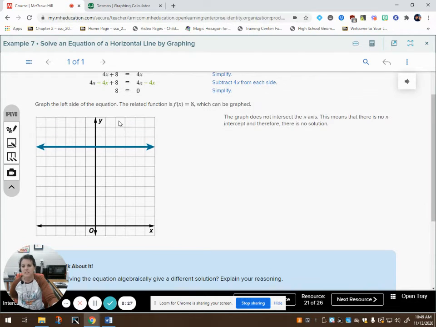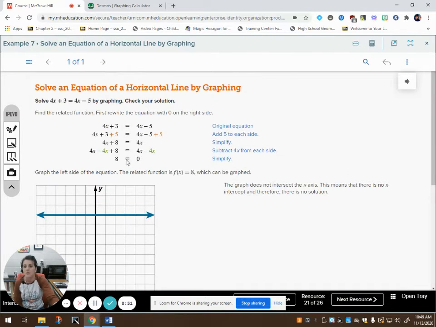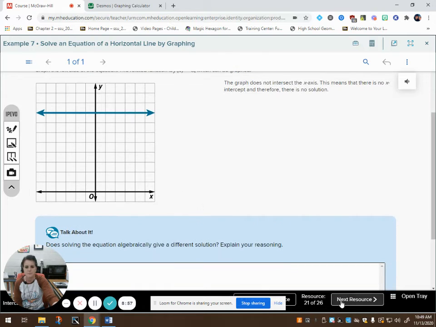So back to this problem, what we're looking for is where is it going to cross the x-axis? Well, if its slope is 0, there's no steepness. It's just a flat line. We know it's never, ever going to go down here to cross the x-axis. So there is no solution. So if we think about it graphically, y equals 8 is a horizontal line, never going to cross the x-axis, no solution. We think about it algebraically, 8 equals 0. 8 does not equal 0, so we know it is no solution.